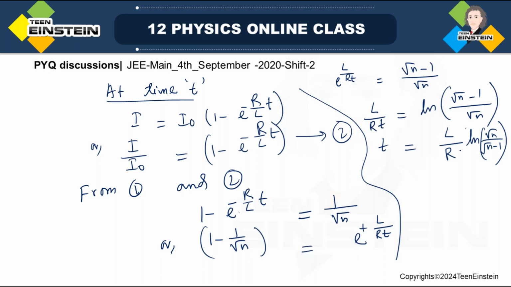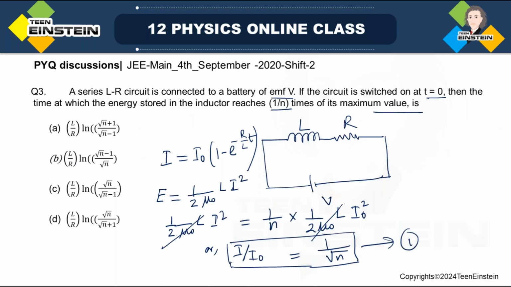Let us see what options are given here. Root over n, L by R, root over n divided by root over n minus 1. So option C is actually correct for this question. Okay, so this will be the correct answer for this question.